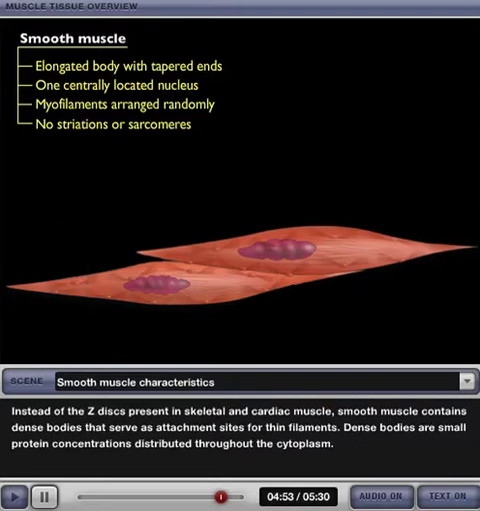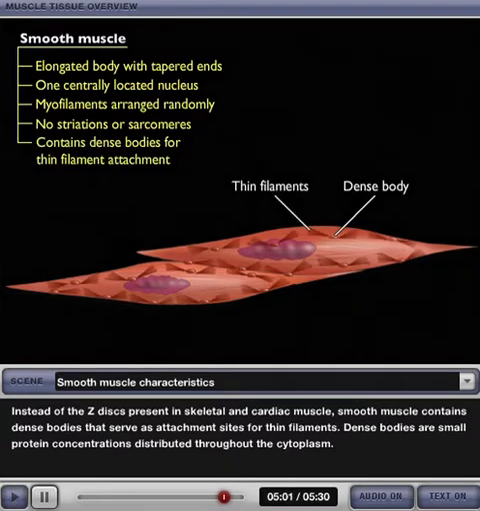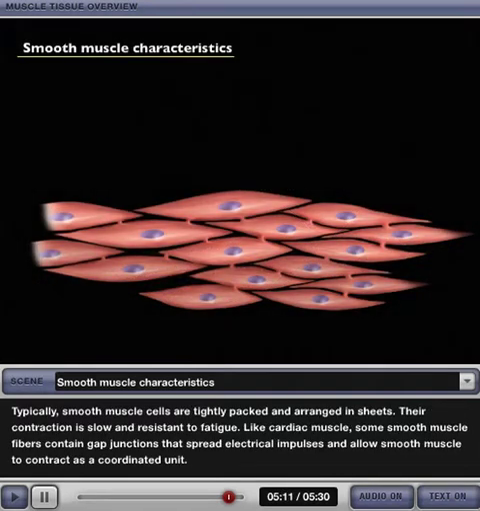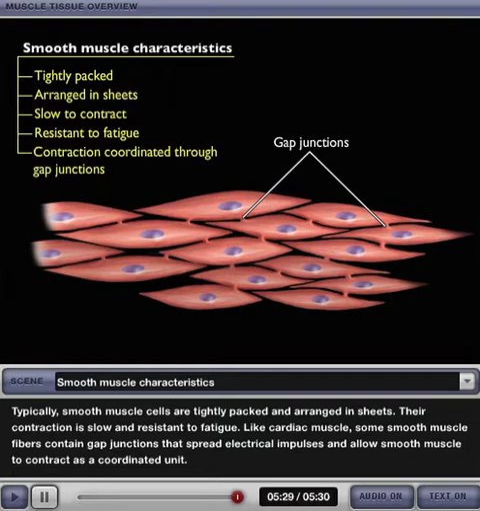Instead of the Z discs present in skeletal and cardiac muscle, smooth muscle contains dense bodies that serve as attachment sites for thin filaments. Dense bodies are small protein concentrations distributed throughout the cytoplasm. Typically, smooth muscle cells are tightly packed and arranged in sheets. Their contraction is slow and resistant to fatigue. Like cardiac muscle, some smooth muscle fibers contain gap junctions that spread electrical impulses and allow smooth muscle to contract as a coordinated unit.